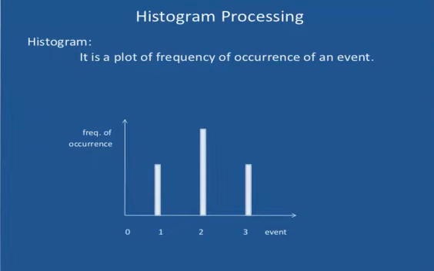If you see this graph, many events are there. Consider events 0, 1, 2, 3. If you observe the 0th event, there is no bar or line, which means the 0th event is not occurring, so its frequency of occurrence is 0. Just an example. Now coming to event 1, what is its frequency of occurrence? Suppose it is O1, so event 1 occurred O1 times.